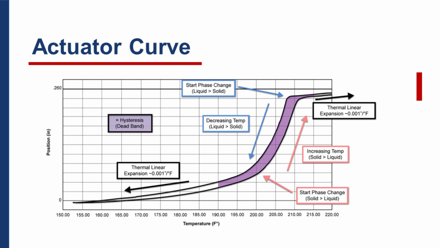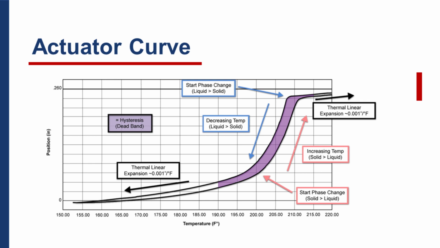And one thing to note here is that on both ends of those spectrums, you'll see the thermal linear expansion or contraction is about the same, about 1,000th per degree. So what we try and do is work with the meat of that stroke, so to speak. The active range for this particular example will probably be between, I'd say, 200 and 210. That's where we get the bulk of the stroke range.